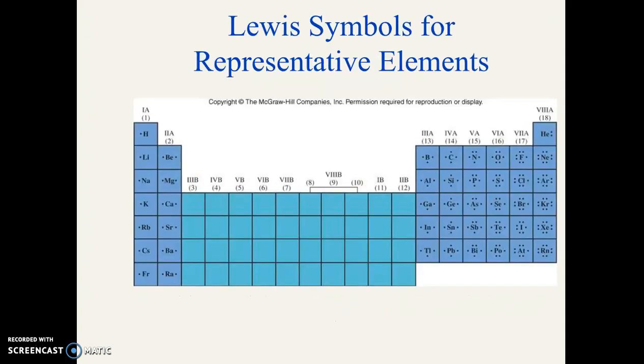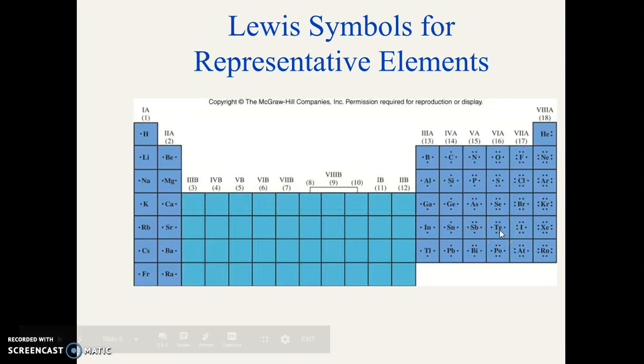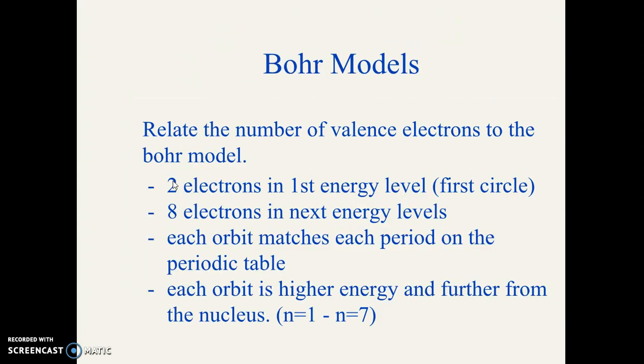The cool thing is this looks like a Bohr model. This is just the outer energy level of a Bohr model. So instead of showing all of the electrons, you're only showing the valence electrons. So instead of having a circle around magnesium and showing those 2 in the first one, and then showing these 8 in the second one, and then these 2 in the third energy level, you're only showing the outermost energy level. But again, 2 electrons in the first energy level in your first circle, 8 in the next energy levels, and each orbit or each energy level matches the periodic table, so you can have up to 7 rings around the outside of an atom.